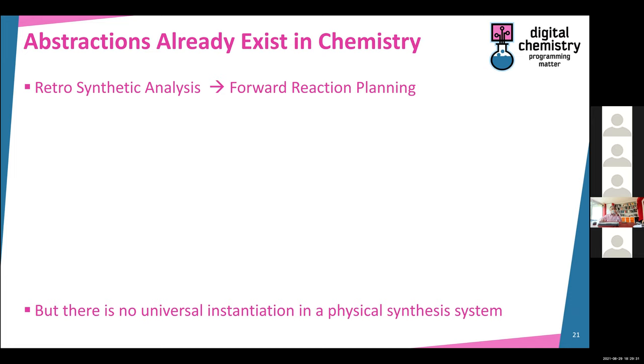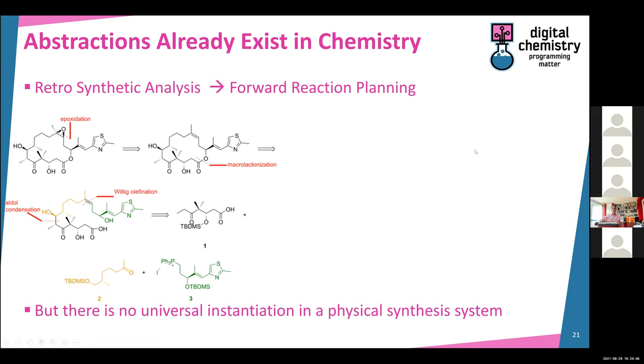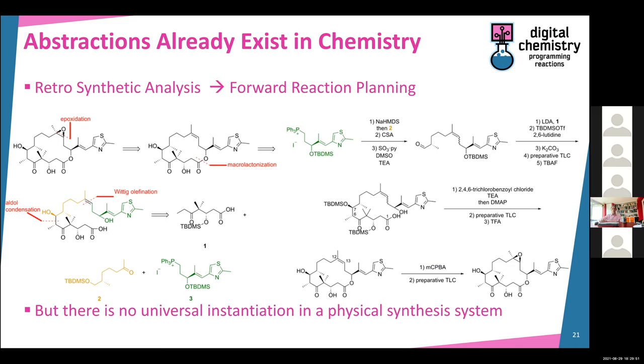So do we need to develop a new type of system for abstractions in chemistry? Abstractions already exist in chemistry, and that's interesting because we can start to do reaction planning as shown here. You can take a molecule and disconnect it into its components, and then work out how you'd make it in the laboratory by hand in a manual way.